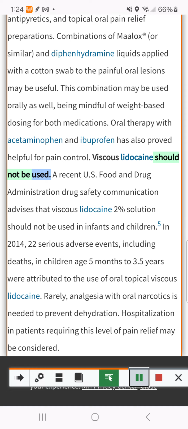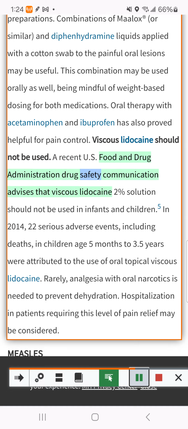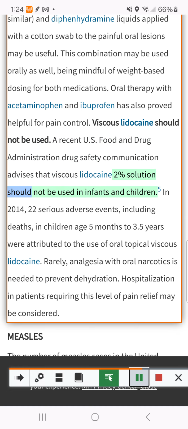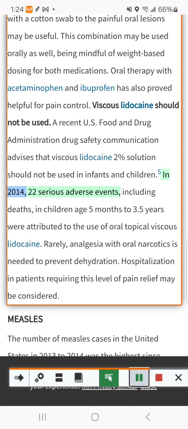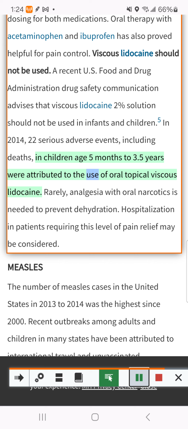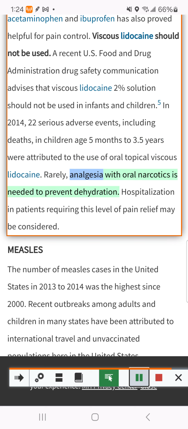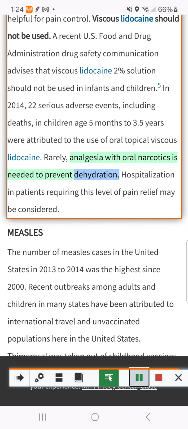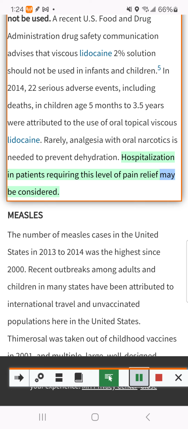Viscous lidocaine should not be used. A recent U.S. Food and Drug Administration drug safety communication advises that viscous lidocaine 2% solution should not be used in infants and children. In 2014, 22 serious adverse events, including deaths, in children aged 5 months to 3.5 years were attributed to the use of oral topical viscous lidocaine. Rarely, analgesia with oral narcotics is needed to prevent dehydration. Hospitalization in patients requiring this level of pain relief may be considered.